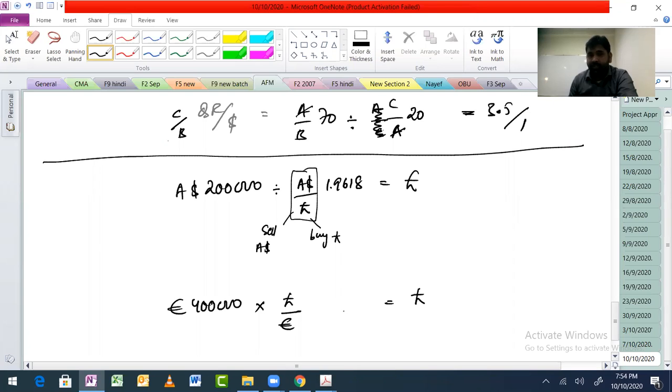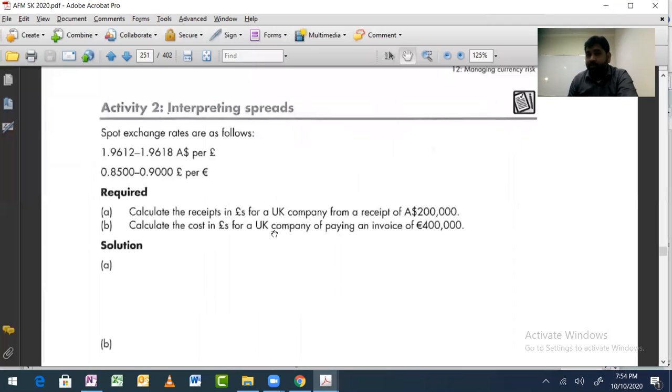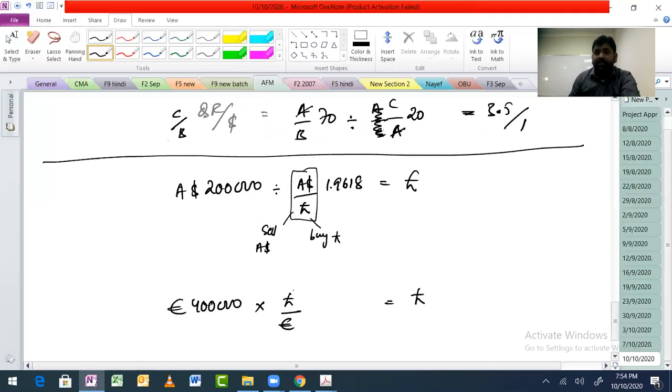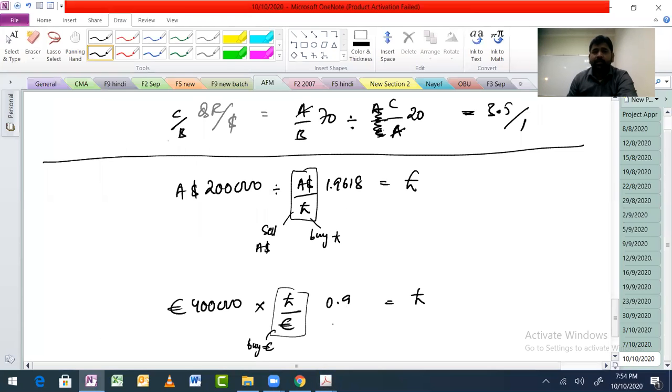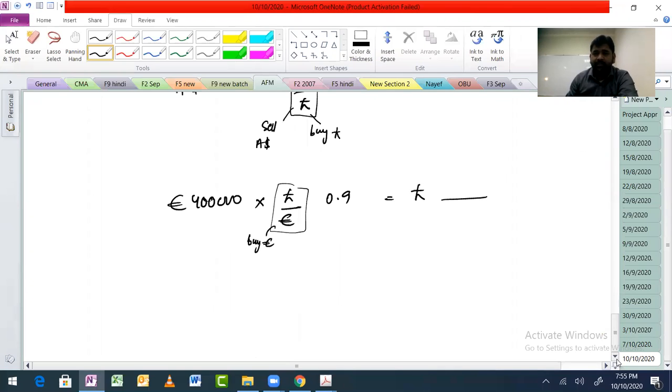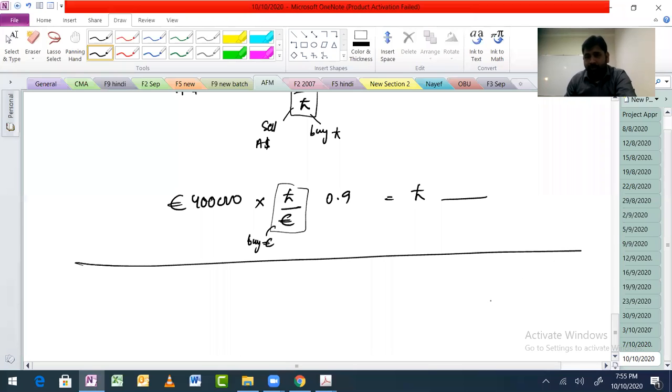Now which rate? Let's go back into the dialogue. The UK company wants to pay, so they have to buy. They want to buy euro. In this market, can you buy euro? Yes, you can, because that is what they are buying and selling. If you can buy, what is the bad rate for buy? The bigger one is the bad rate for buy. The bigger one is 0.9. So you will get the answer. Simple conversion. I'm not interested. Please, let's move on.